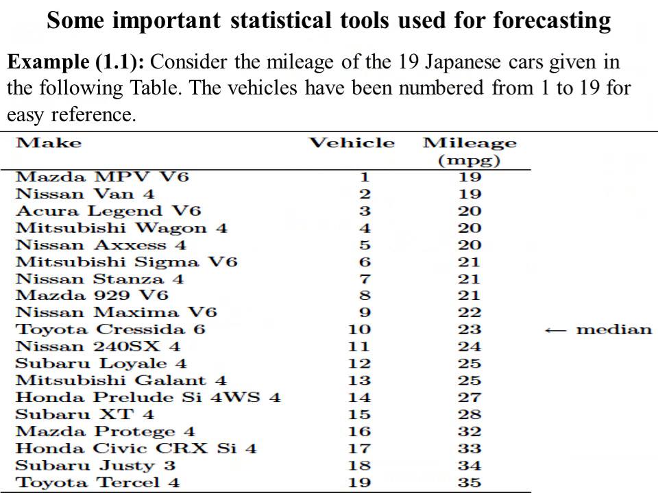Let's turn to this example. Example 1.1. Consider the mileage, which is the number of miles of the 19 Japanese cars given in the following table. The vehicles have been numbered from 1 to 19 for easy reference. And instead of saying Mazda or Nissan or Mitsubishi, we said vehicle number 1 or car number 1, car number 2, and car number 19.